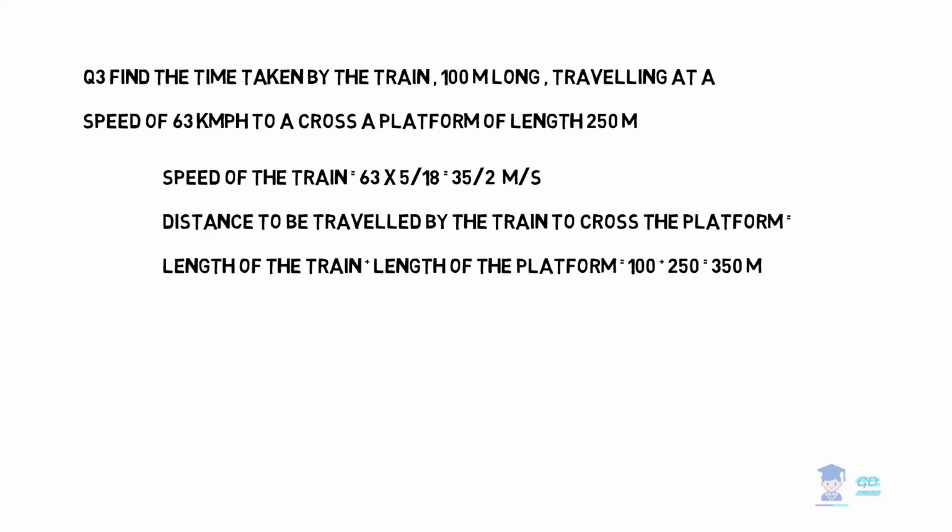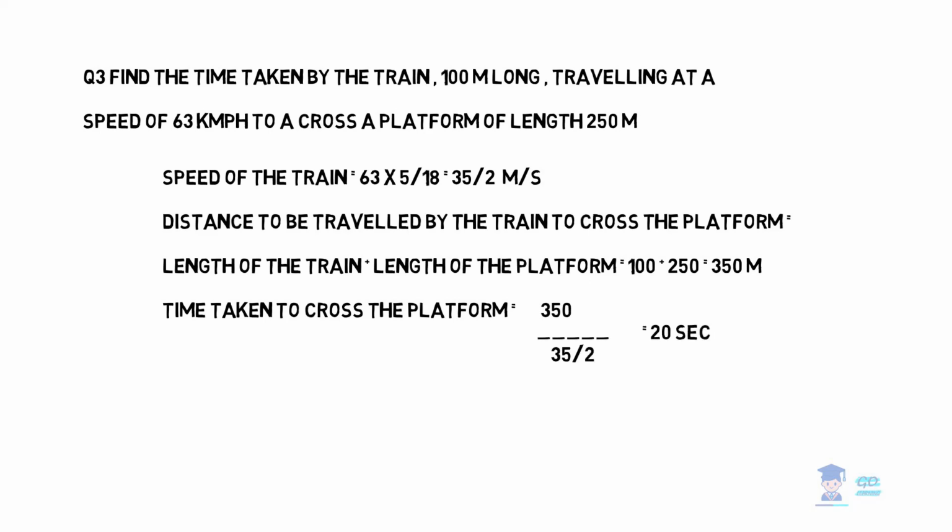So the time taken to cross the platform is distance by speed. So 350 by 35 by 2, and it's 20 seconds. In 20 seconds, this train will cross the platform as well as the train's length.